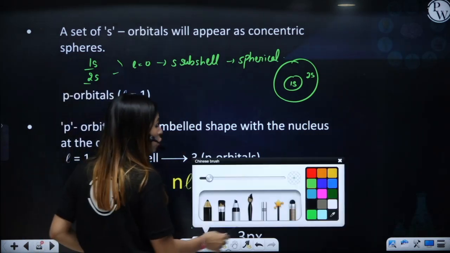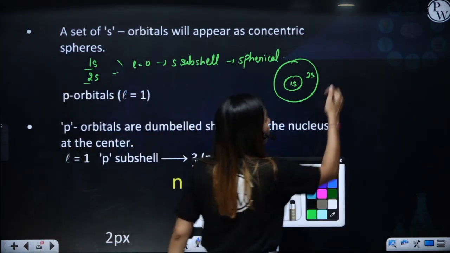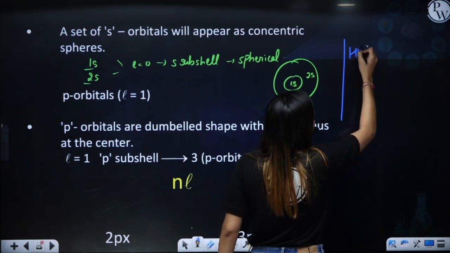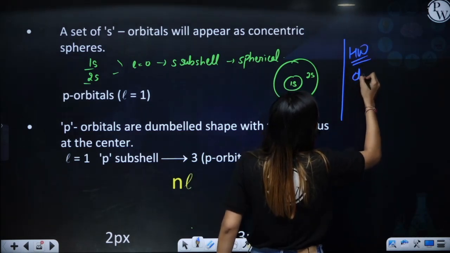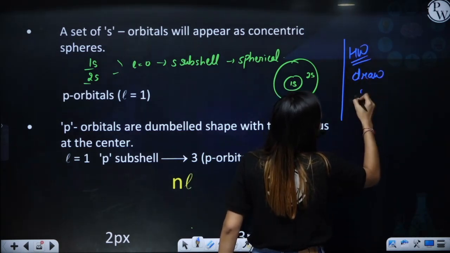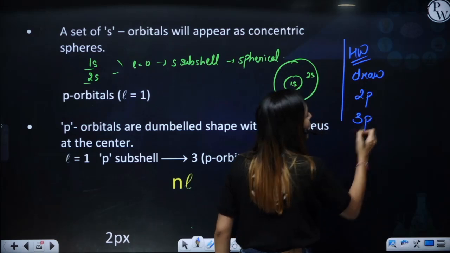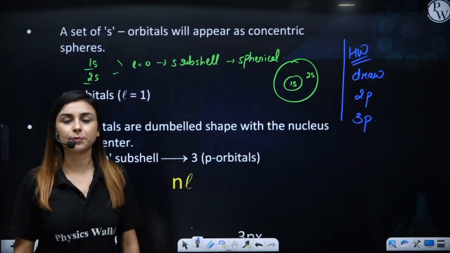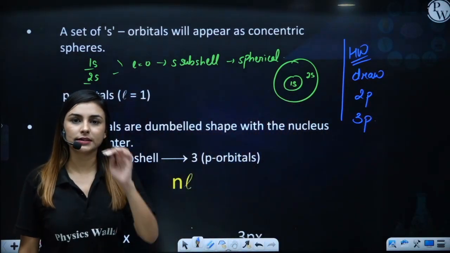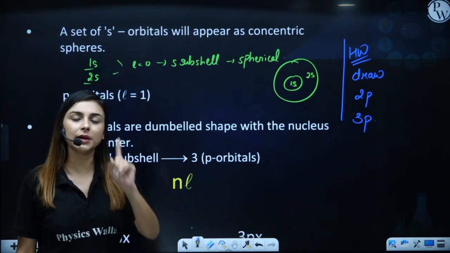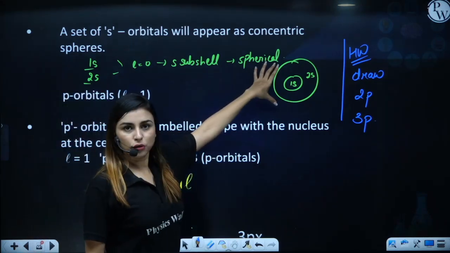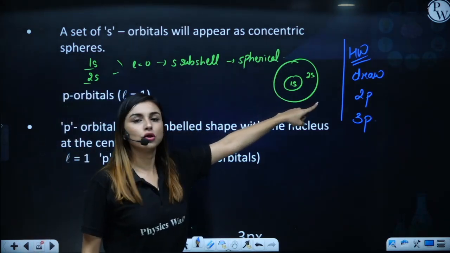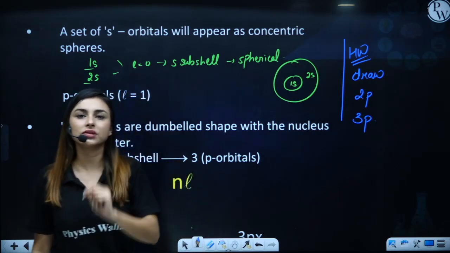Similarly, now your homework question is, draw 2p and 3p. You have to draw any 2p and 3p orbitals, one particular each. Like I have drawn for 1s and 2s, you have to draw for 2p and 3p. Okay, so this is your homework.